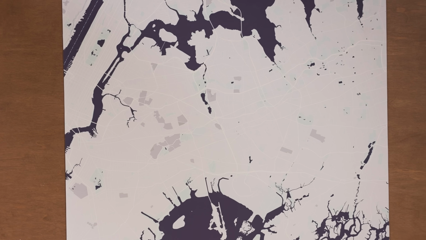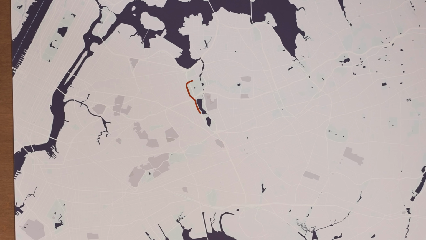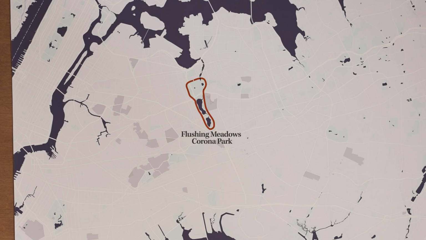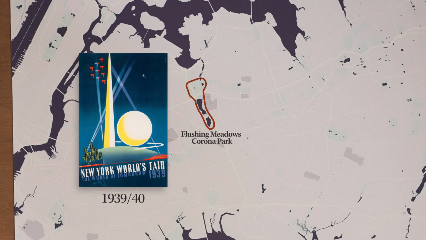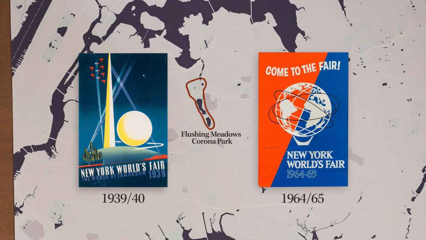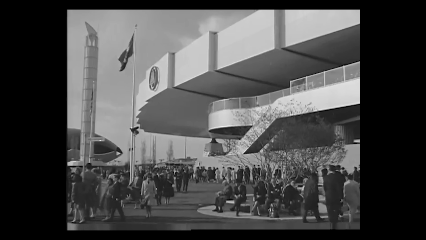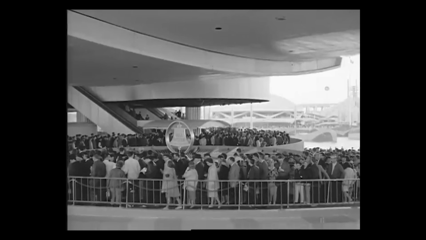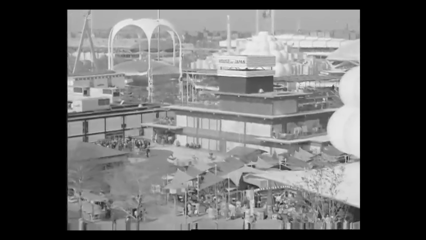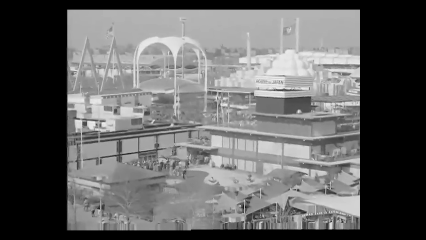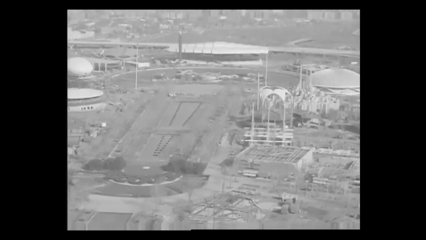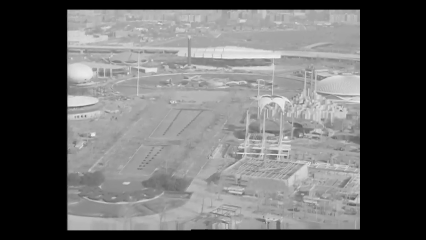In the center of Queens is its largest park, Flushing Meadows Corona Park. This is the site of the 1939-40 and also the 1964-65 World's Fairs. It's very unusual that a city in the United States gets one World's Fair, and we had two. While each World's Fair showcased what the future could be, Robert Moses used them under the guise of a temporary exhibition to create the permanent infrastructure that he wanted.